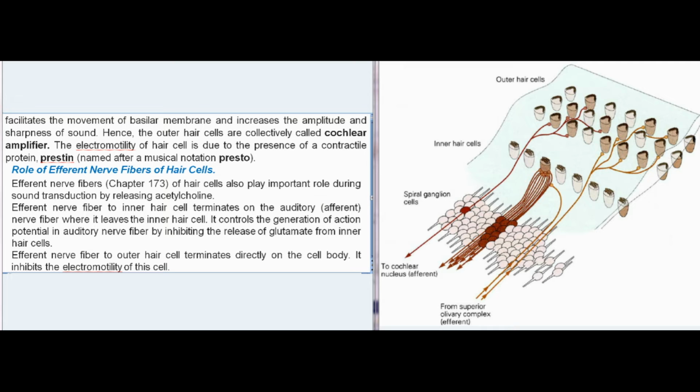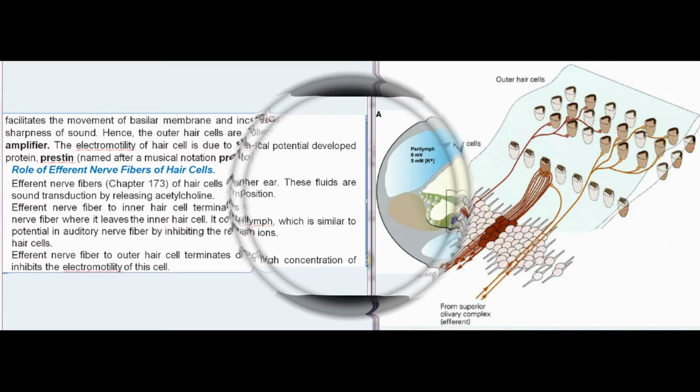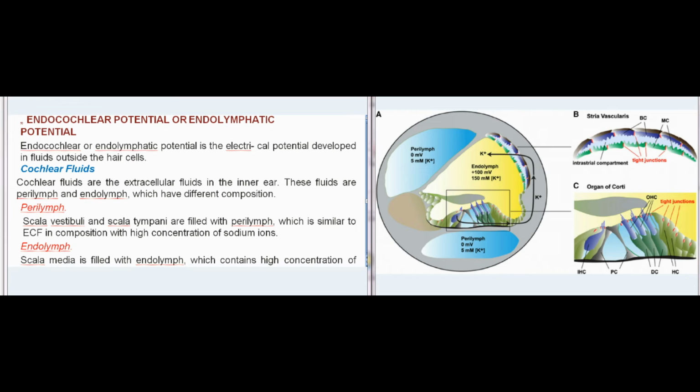Efferent nerve fiber to inner hair cell terminates on the auditory afferent nerve fiber where it leaves the inner hair cell. It controls the generation of action potential in auditory nerve fiber by inhibiting the release of glutamate from inner hair cells. Efferent nerve fiber to outer hair cell terminates directly on the cell body. It inhibits the electromotility of this cell.